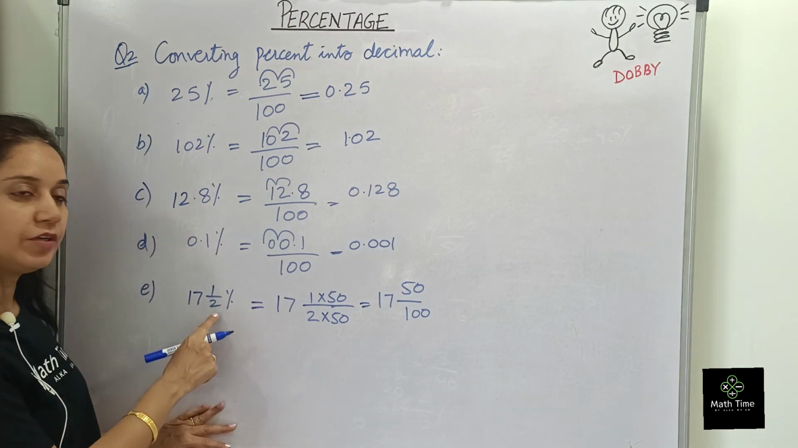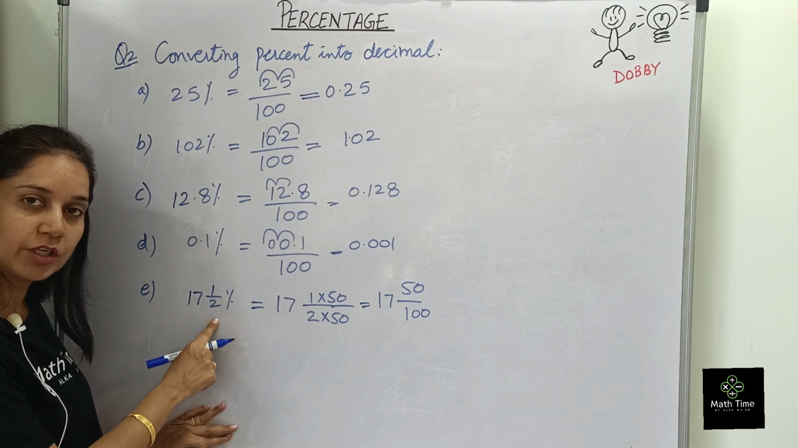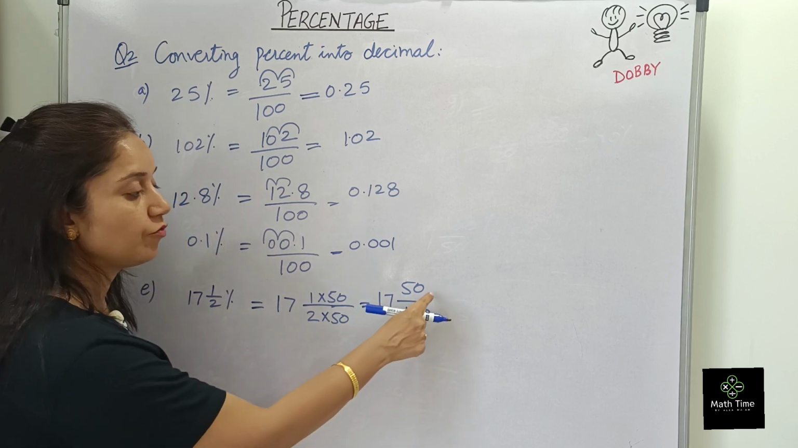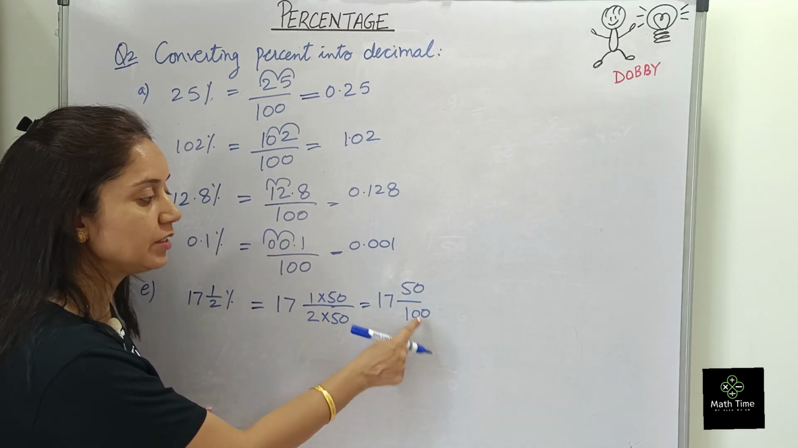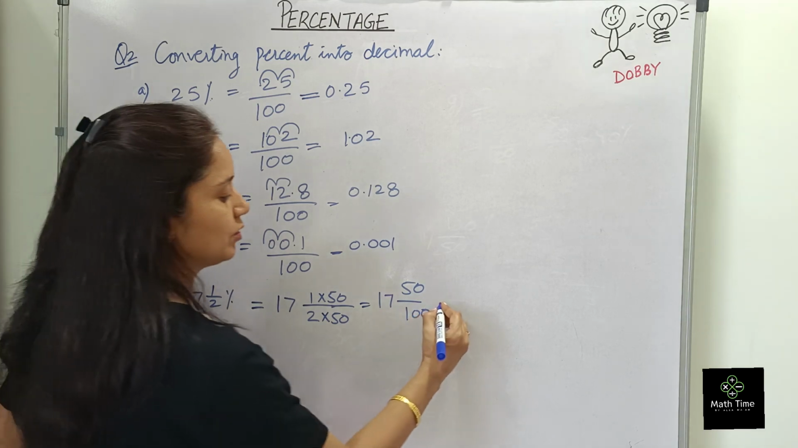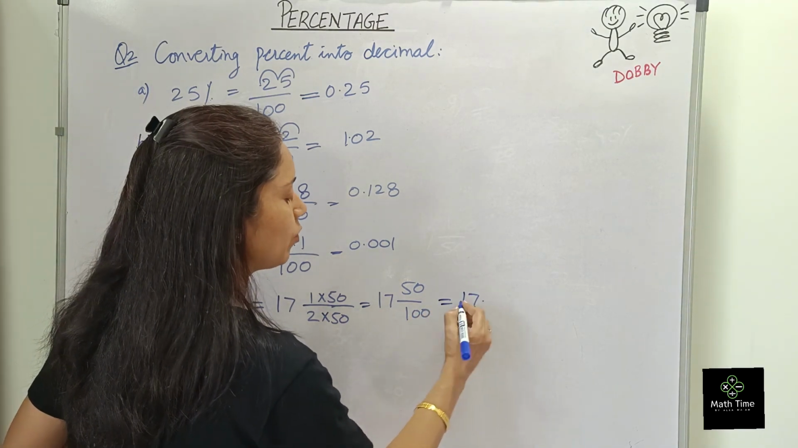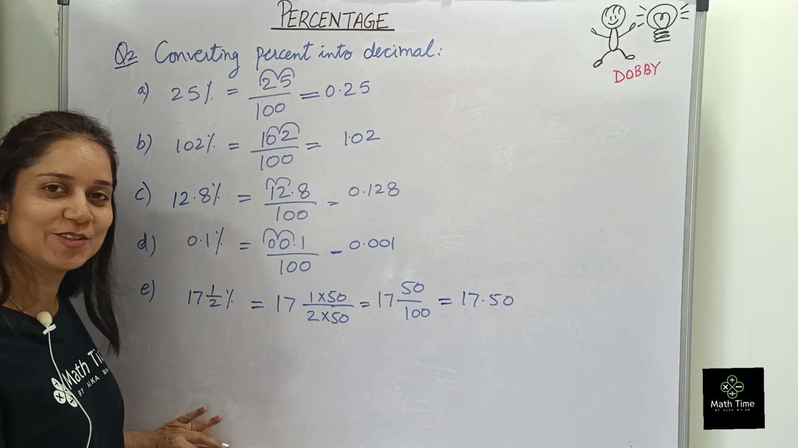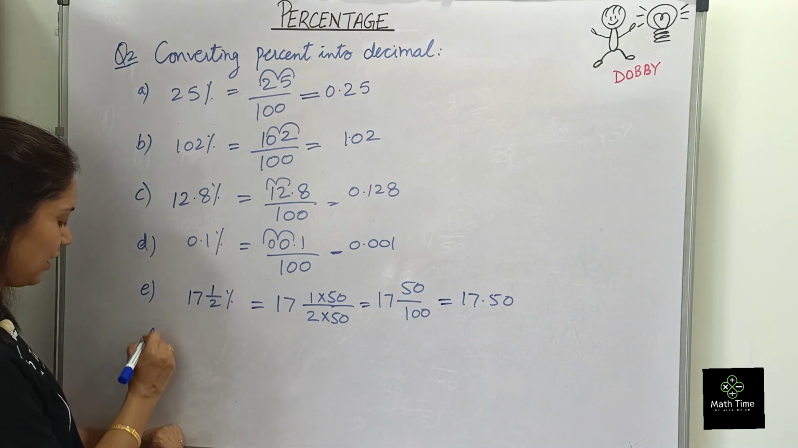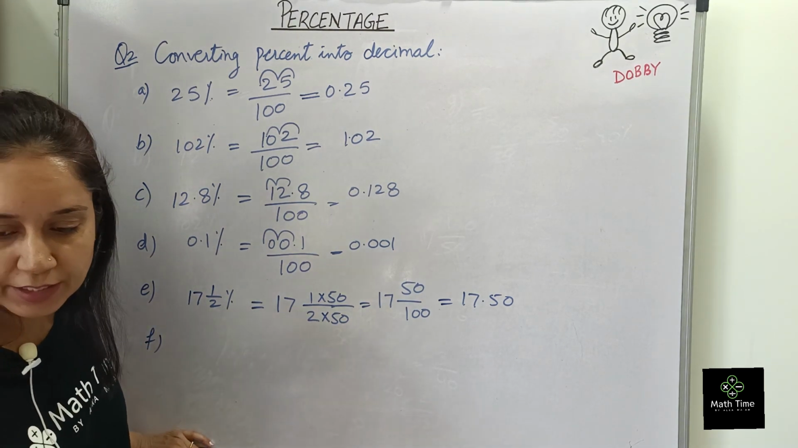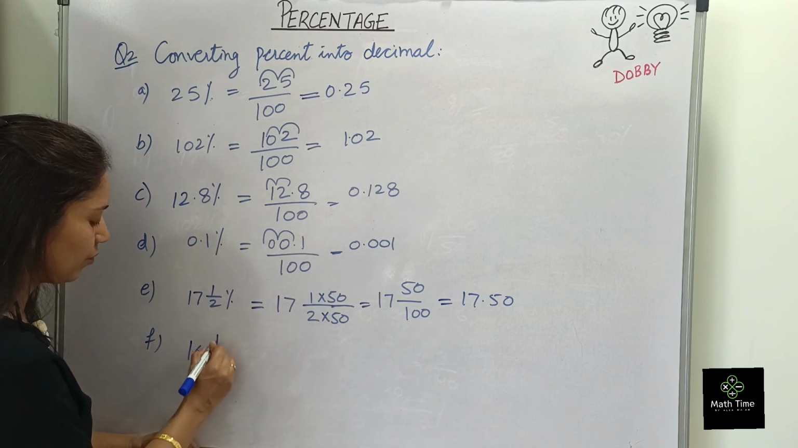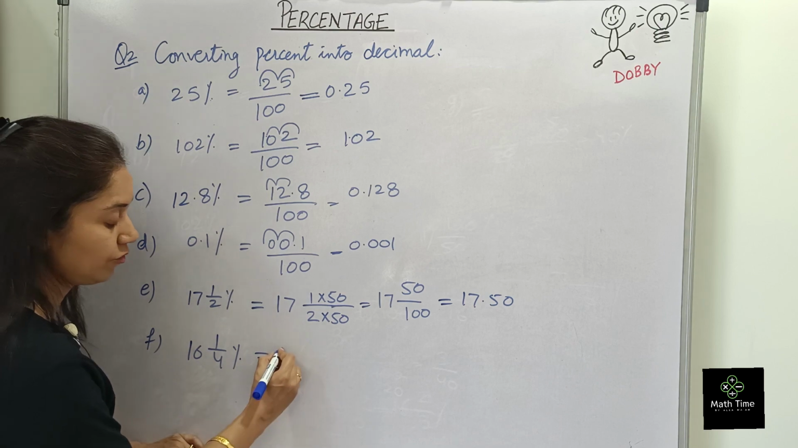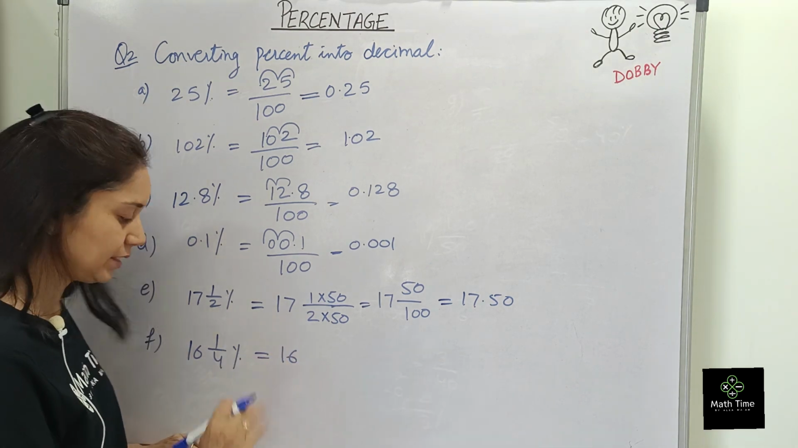Clear? What have we done? We have made this 1 upon 2 fraction into an equivalent fraction by multiplying by 50. Now 50 out of 100, that means 2 decimal places. So the answer becomes 17.50. Easy and interesting. Now check out the next. If the question is 16 1 upon 4%. So first keep the 16 whole number as it is.